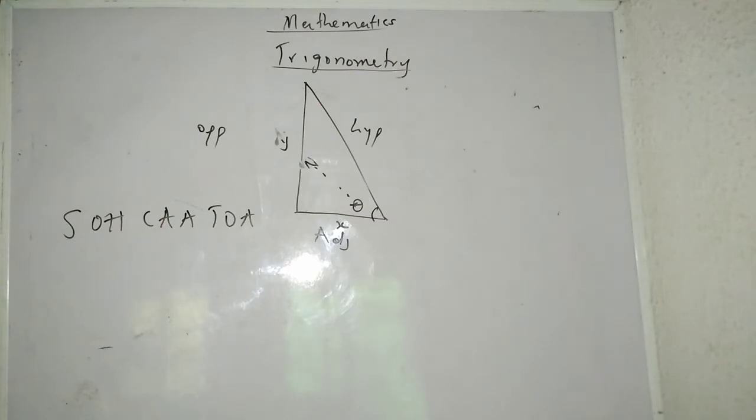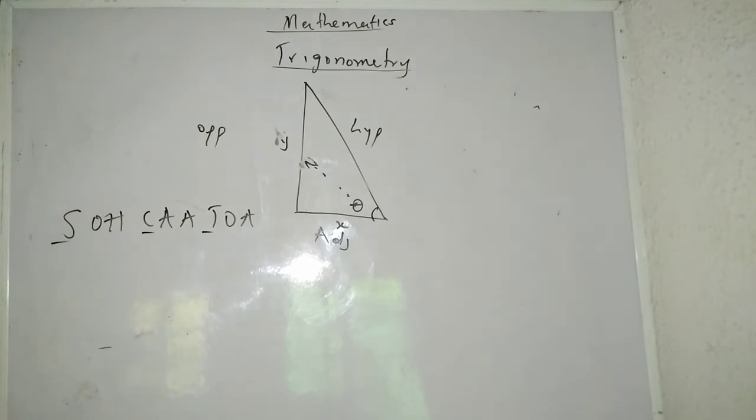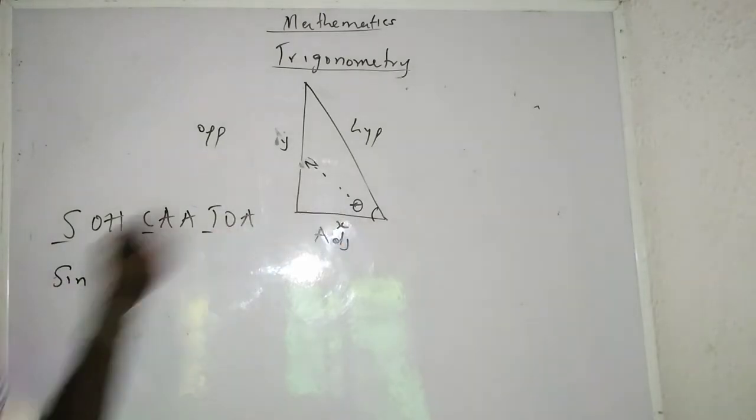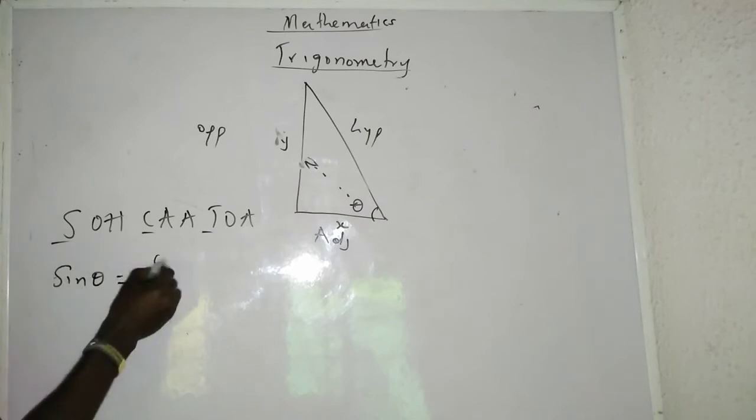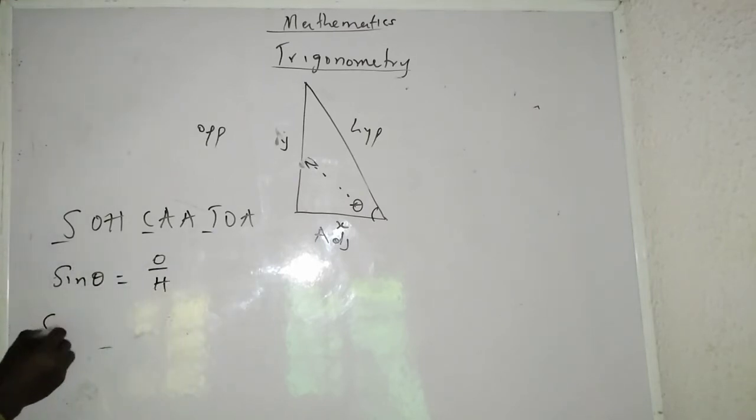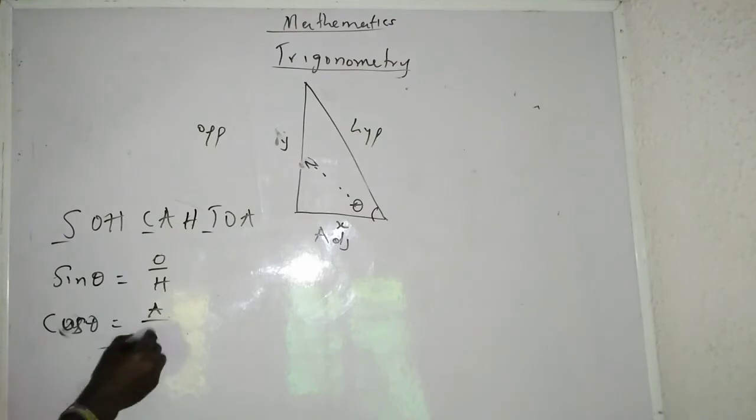This SOH-CAH-TOA aspect is very important in advanced mathematics. Now, we have sine, we have cos, we have tan. Sine theta always equals O all over H. Why my cos theta, is it always equals to what? A all over H, sorry, this is H.